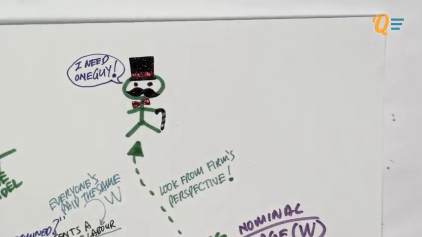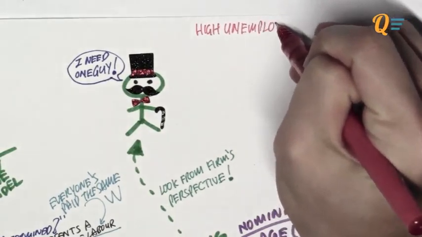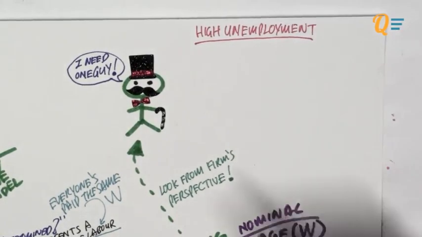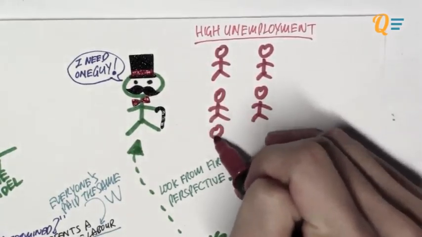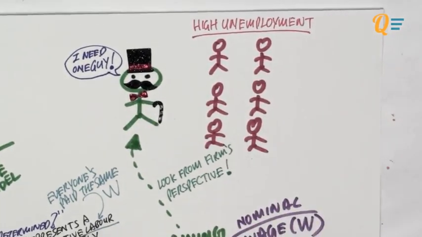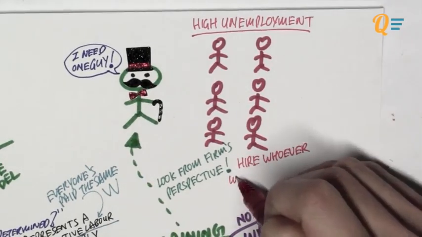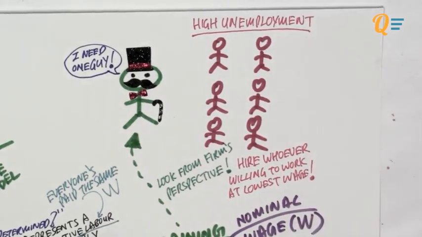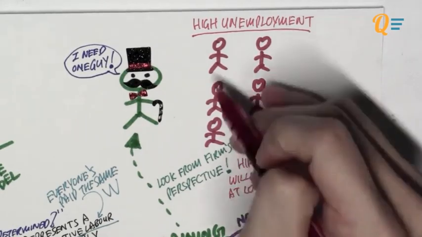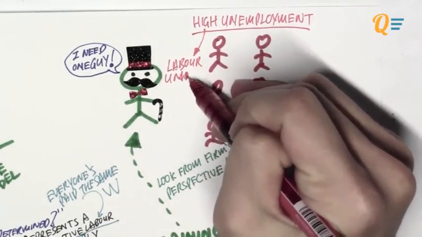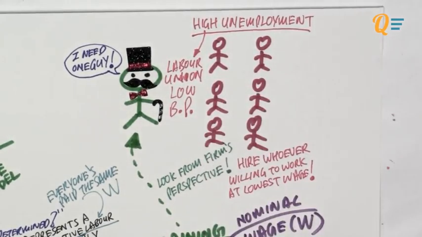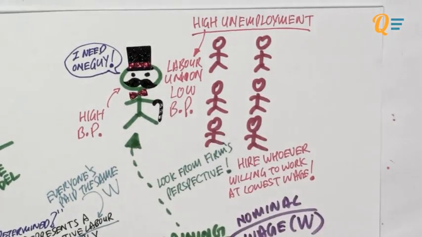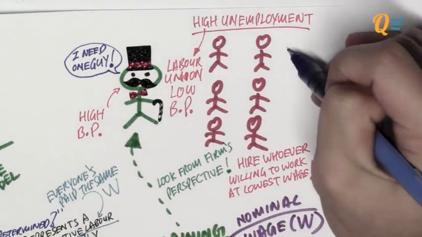We are now going to take a look at two different scenarios. Now, the first scenario is when the economy has got high unemployment. So there's high unemployment, so there are about 6 guys that do not have a job. So you're the only guy in this country that can offer these 6 guys a job. So you can just simply hire whoever is willing to work at the lowest wage. So basically, the labor has got no say in how much they want to be paid. They just gotta accept whatever you're gonna pay them. So the guy that accepts the lowest pay is gonna get a job. So as you can see, when there's high unemployment, the labor union has got low bargaining power, and the firms have got the high bargaining power in this case.